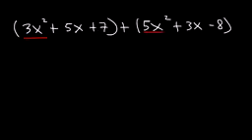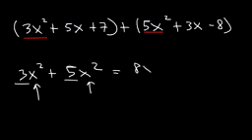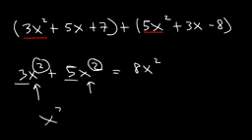3x squared plus 5x squared. What is that equal to? When you're adding like terms, you should only add the coefficients, but the variable does not change. So 3 plus 5 is 8. Notice that you don't change the exponent. If you're multiplying, then the exponent will change.